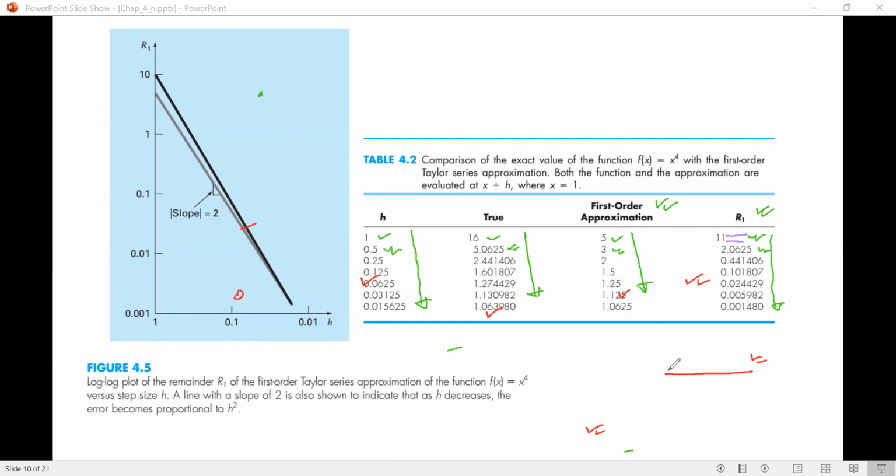In this way, if we keep calculating and plotting, you see that your h is ranging from 1 to say 0.01, and your remainder value is also changing from say 10 to say 0.001 or something like this. If we want to plot these two variables, if you plot the curve, say h versus r1, is a linear plot good?